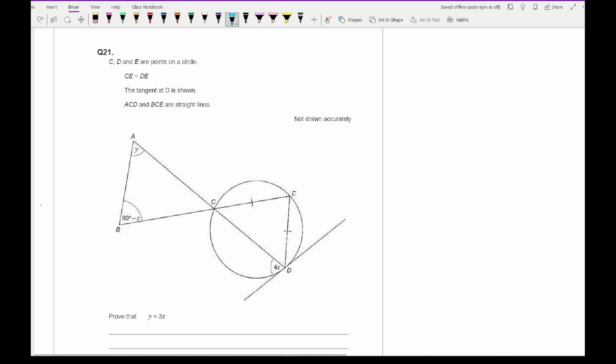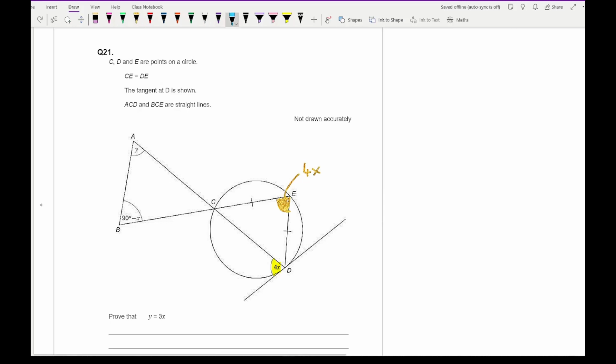Looking at this, whenever you see a tangent, automatically think alternate segment theorem. So if this angle here is 4x, which angle is going to be the same as that? Well, it's going to be this angle here. So this angle here is also going to be 4x.